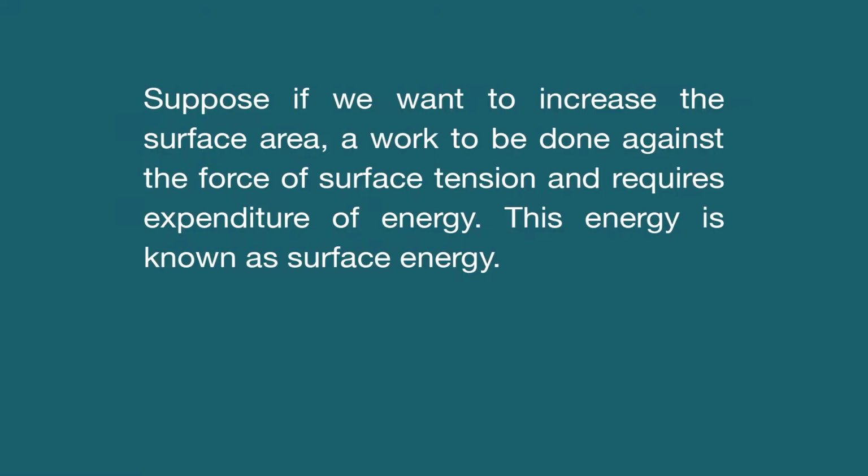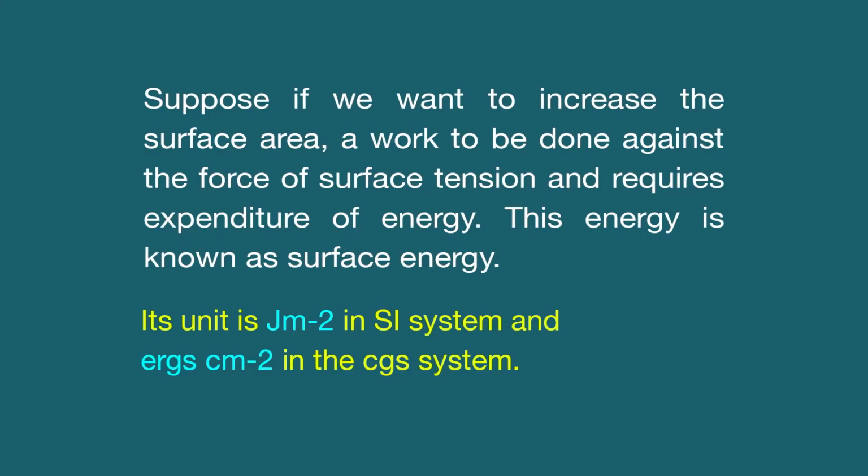Surface tension always tries to reduce the surface area to a minimum. If we want to increase the surface area, work has to be done against the force of surface tension, which requires expenditure of energy. This energy is known as surface energy. That means it is the work or energy required to increase the surface area of a liquid by 1 unit. Its unit is joules per meter square in the SI system and ergs per centimeter square in the CGS system.